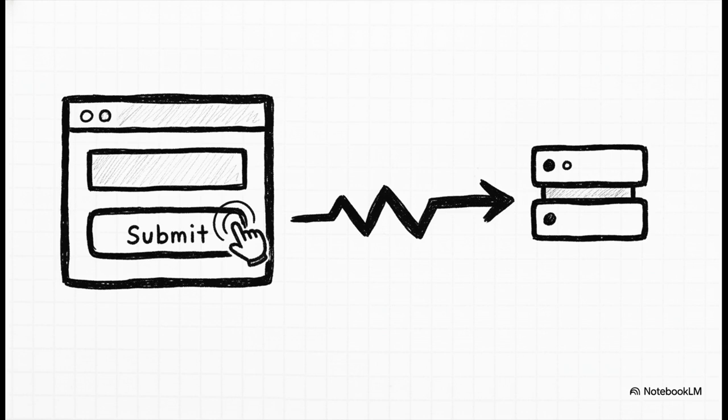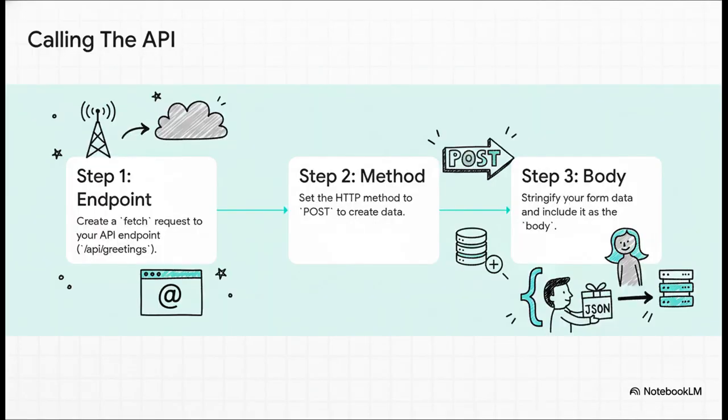Now we need to grab that form data and send it over to our API. We use the good old browser fetch API. It's basically a 3-step recipe. Step 1, point fetch to our API endpoint. Step 2, tell it what method we're using, in this case post, because we're creating something. And step 3, bundle up our form data into a JSON string and stick it in the body.